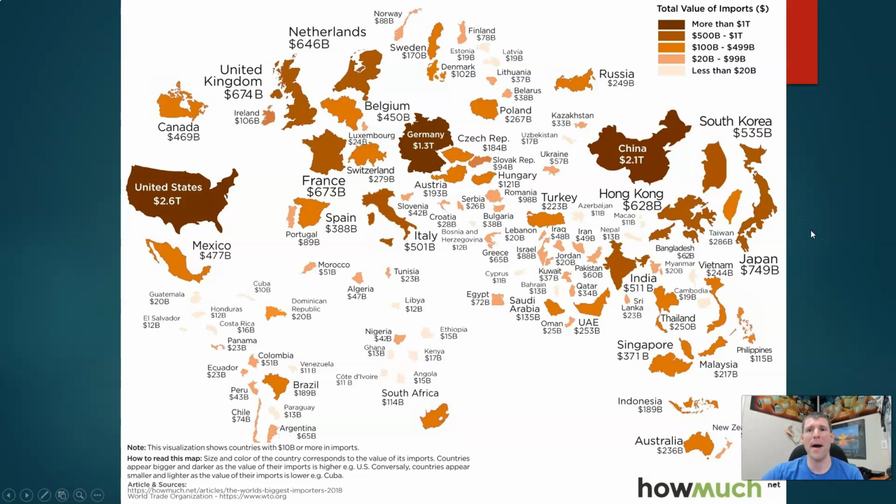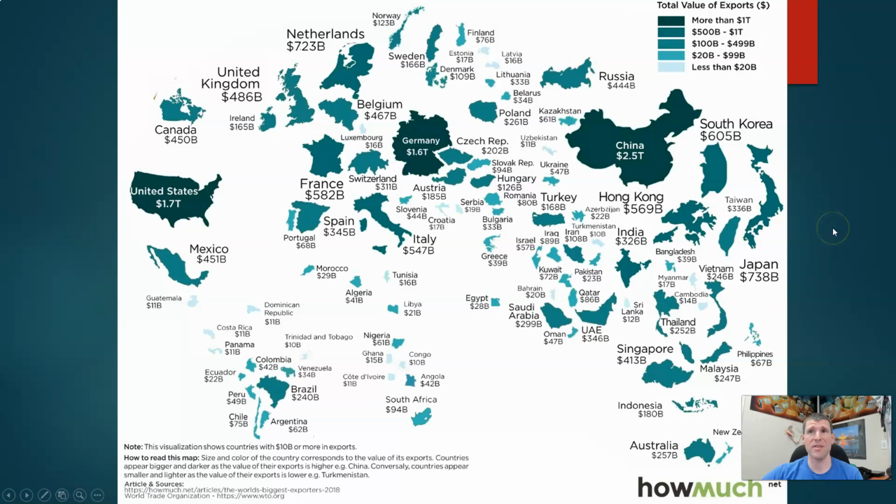So if you look at this map right here, this shows you the biggest importers in the world and the value of the imports for each one of those countries. So over here for the U.S., we import nearly $2.6 trillion worth of stuff per year. China's $2.1 trillion, Germany's $1.3 trillion, right? They have all these other guys around there. If you want to look at the biggest exporters, here you have it. So the U.S. exports $1.7 trillion of stuff per year, goods and services. You got China at $2.5 trillion, right? You got Germany at $1.6 trillion, and again, all these other guys.